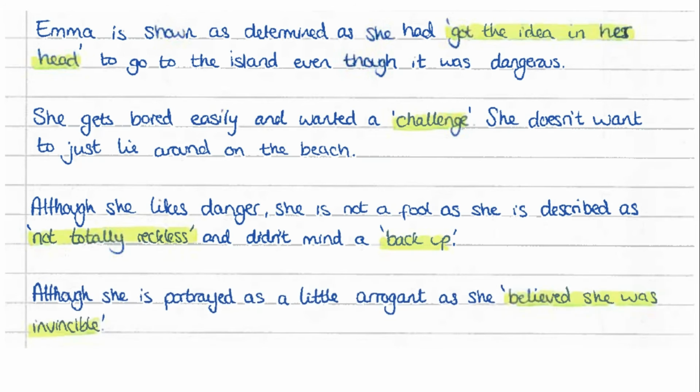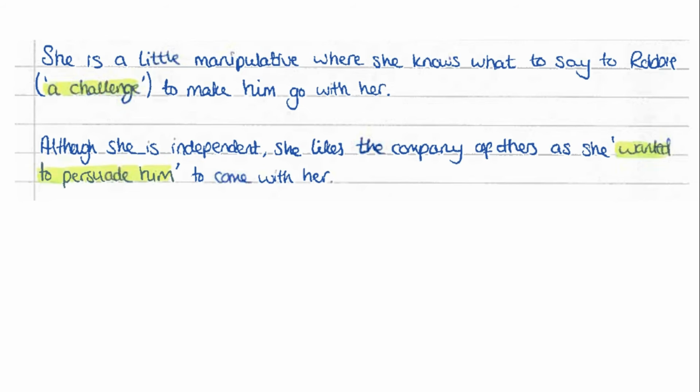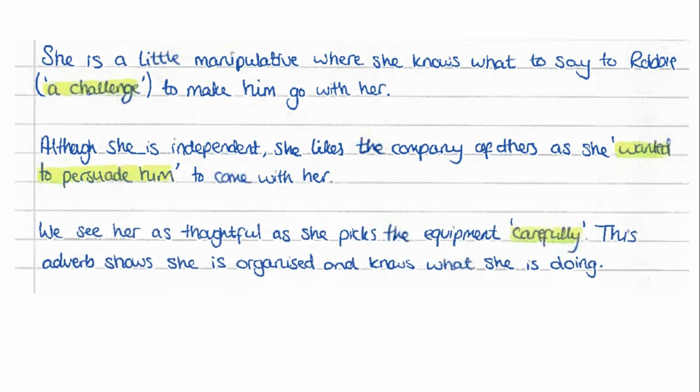So I've got 2 quotes in that one. Although she's portrayed as a little arrogant, she believes she was invincible. She's a little manipulative, where she says what to say to Robbie, as in a challenge to make him go with her. Notice I've got a quote in every single one. Although she's independent, she likes the company of others, as she wanted to persuade him to come with her.